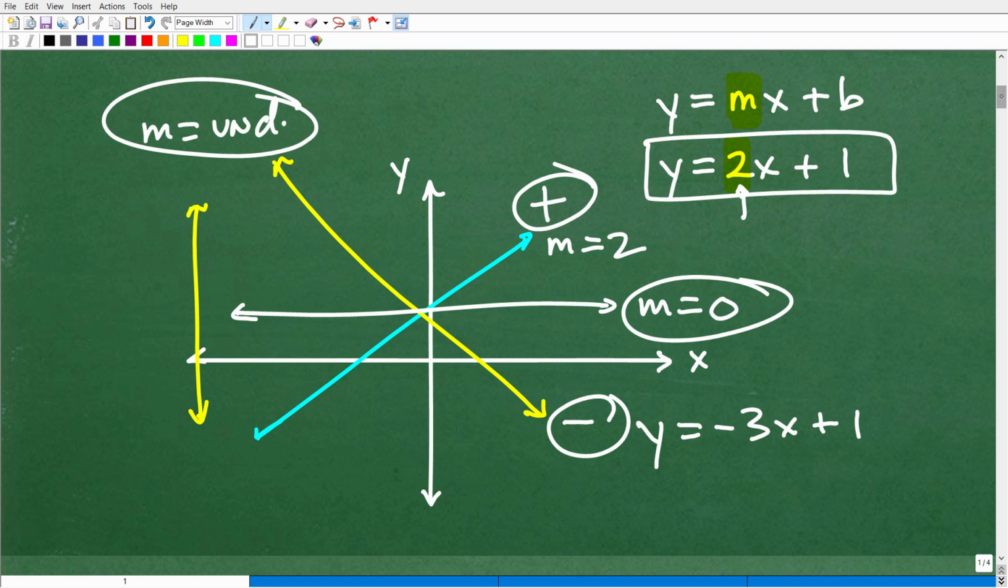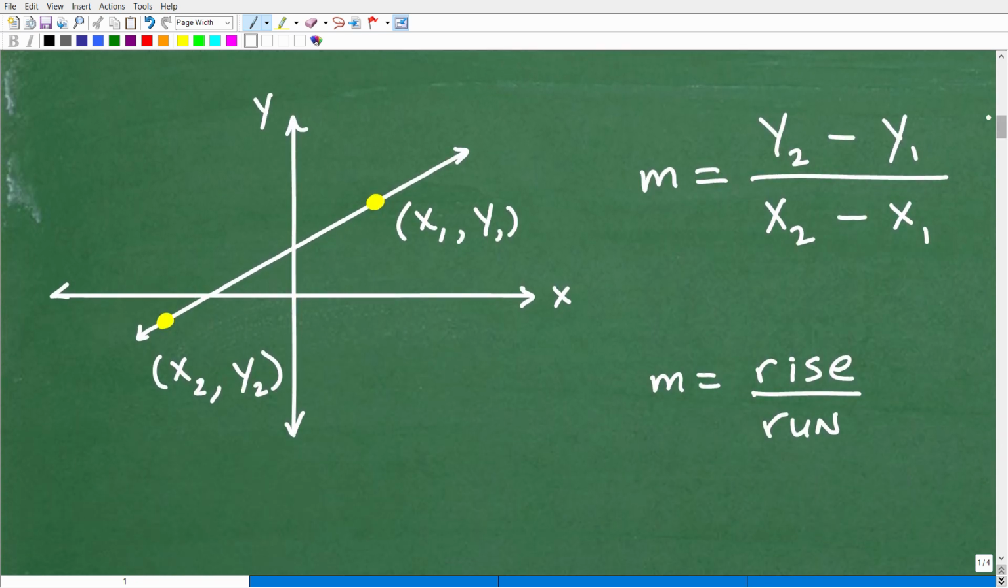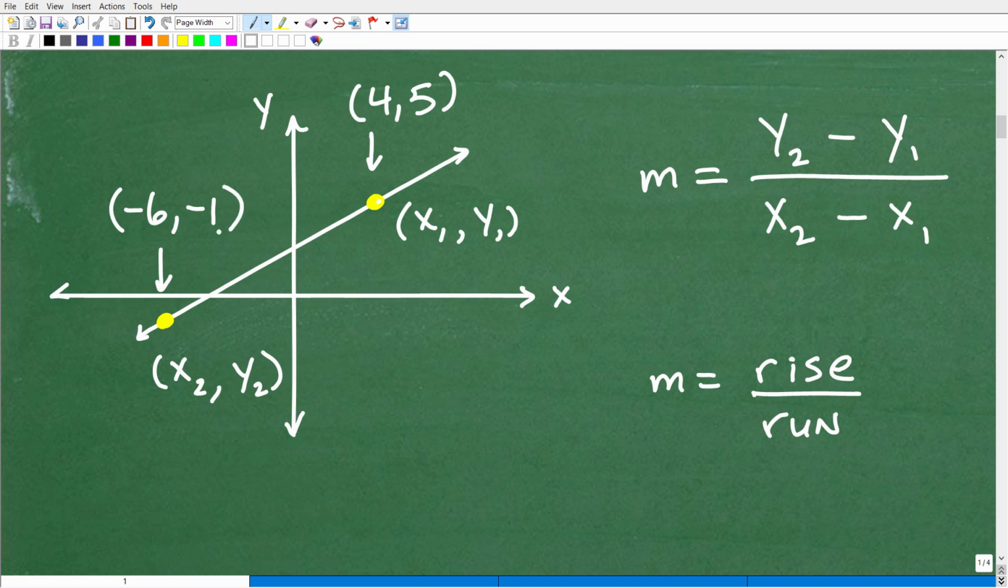But let's go ahead and get into the slope equation here. So let's take a look at our line, okay? Now let's consider 2 points that are on this line. So for example, we could have a coordinate right here, this point that's on this line. Maybe that would be the point (4, 5), and then down here, maybe we have the point (-6, -1), something like that. So these 2 points would be on this line.